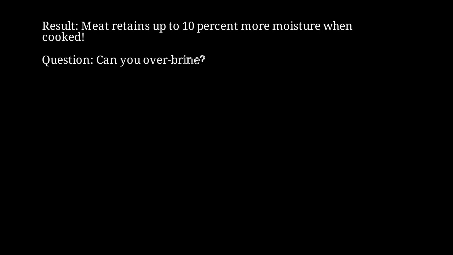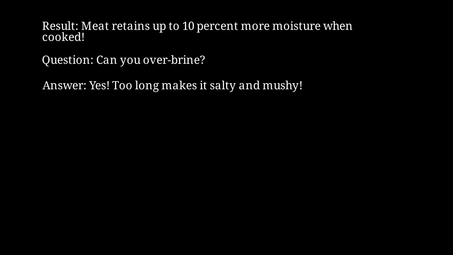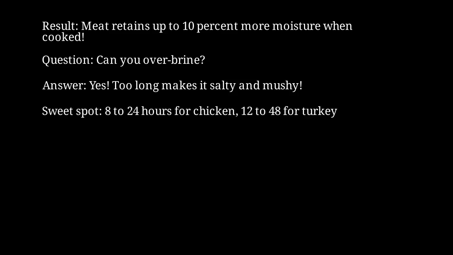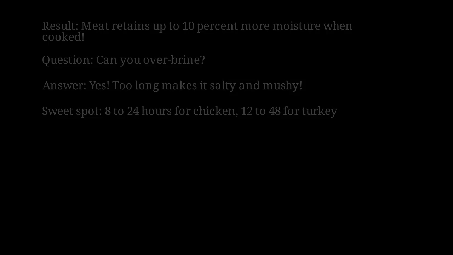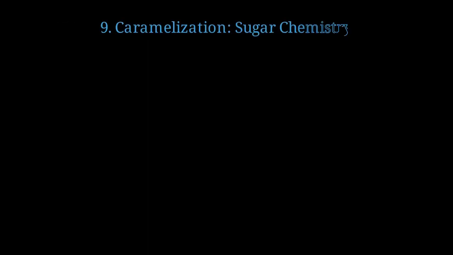Important question. Can you over-brine your meat? Absolutely yes. Too long in brine makes meat unpleasantly salty and can actually break down the texture into mushiness. The sweet spot is 8 to 24 hours for chicken and 12 to 48 hours for a whole turkey, depending on size. Now for the sweet science.